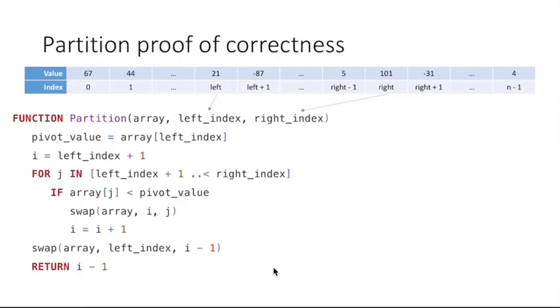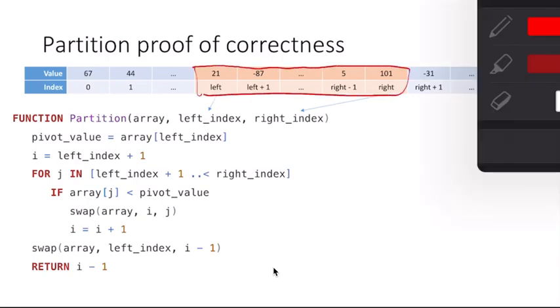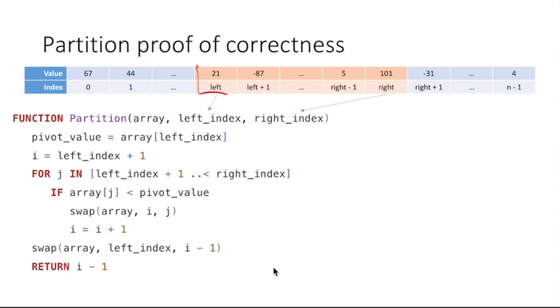Okay, so for our quicksort proof, we're going to start by proving the correctness of partition. And just to make this a little easier, let me highlight the part that we care about. So this is the current subarray we're looking at. Or really, the current subarray we're looking at doesn't include that rightmost index, because we're always looping up to but not including the rightmost index.